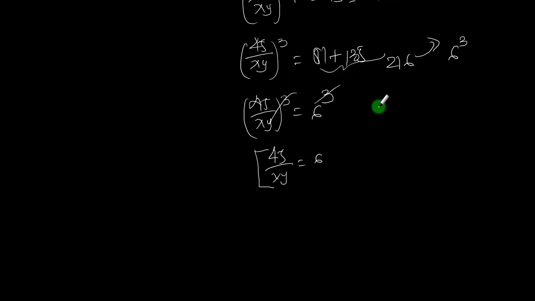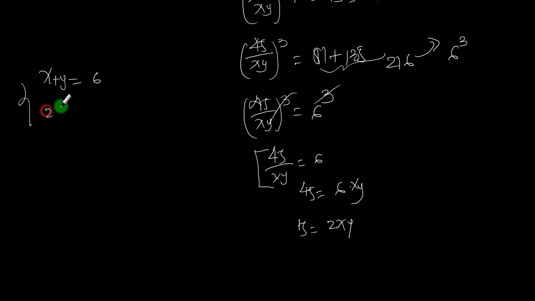If x plus y is equal to 6, so now continuing from here, 45 equals 6 times xy. Simplifying by 3 on both sides, we're going to have 15 and 2xy. So now I have a new system, which is x plus y equals 6, and I have 2xy equals 15.